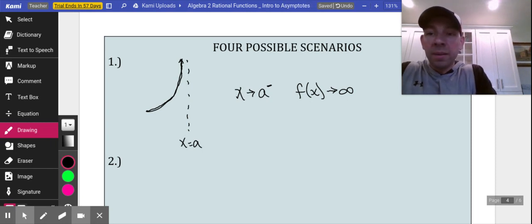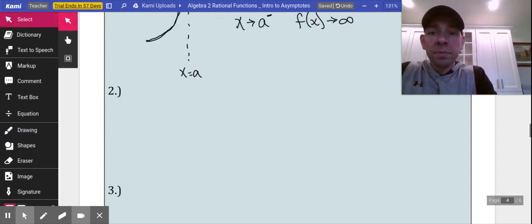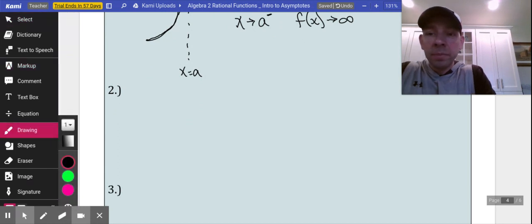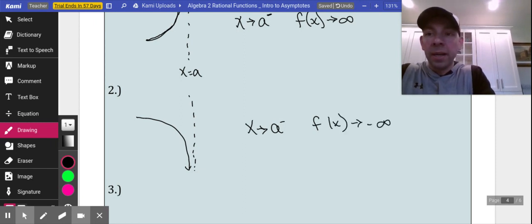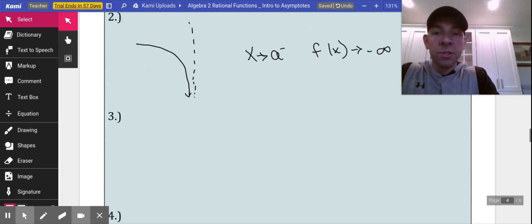All right. The second scenario is very, very similar. We've got this asymptote at x equals a, but maybe we're doing this on the left side. So as x approaches a from the left again, now f of x is approaching negative infinity. Okay. And you can probably see where the next two examples are going.